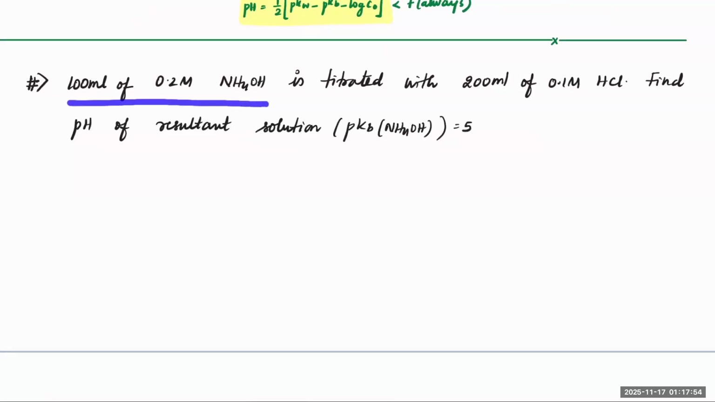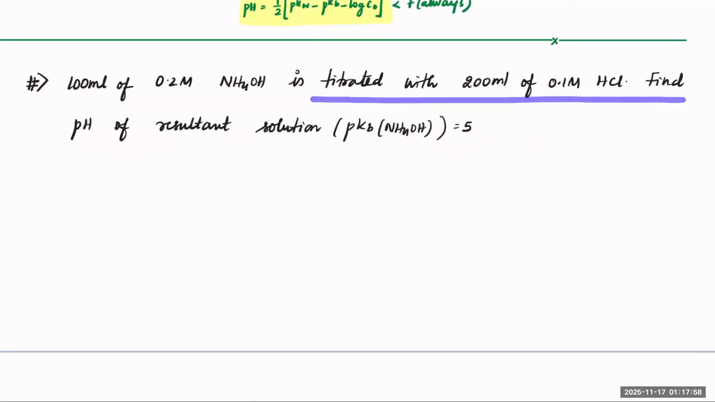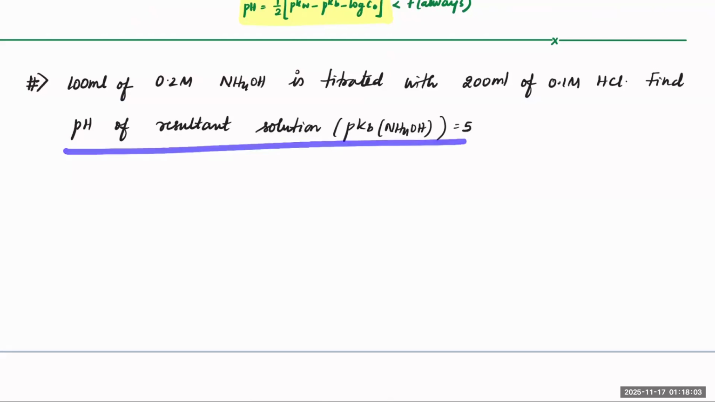100 ml of 0.2 molar NH4OH is titrated with 200 ml of 0.1 molar HCl. Find the resultant solution, correct? The pKb value of NH4OH given is 5. Okay, so let's see how we can solve that.